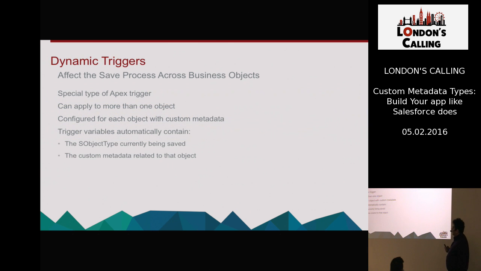So for affecting the save process across business objects, our vision is to implement something called dynamic triggers. And basically, a dynamic trigger is a special type of Apex trigger that you don't write on a specific object.